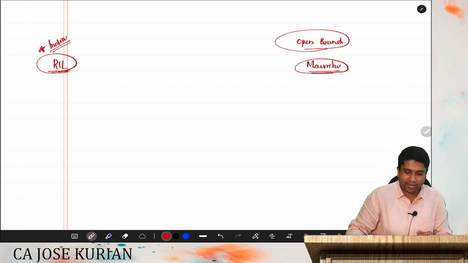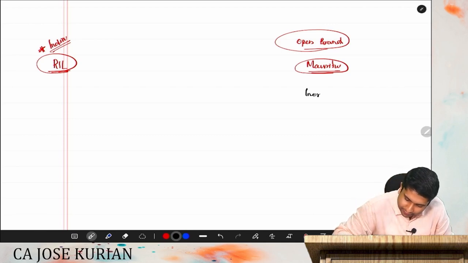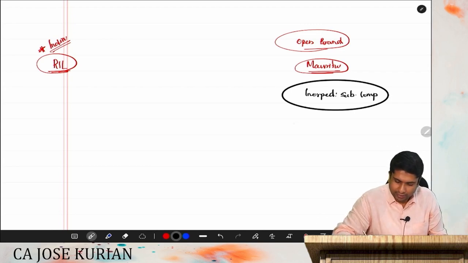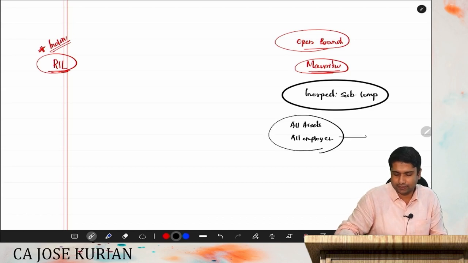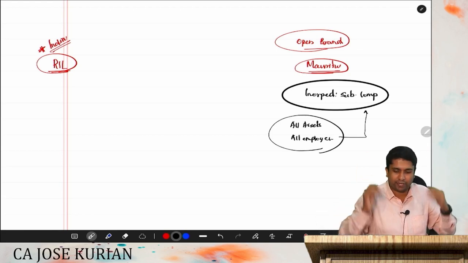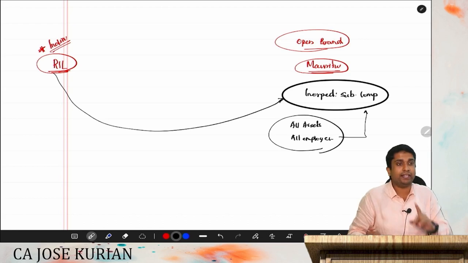So what Reliance planned is, instead of opening a branch, they incorporated a subsidiary company in Mauritius. This company's all assets, all employees, everything is in Mauritius. They incorporated a separate company, and Reliance holds 100% shares of this particular company in Mauritius.